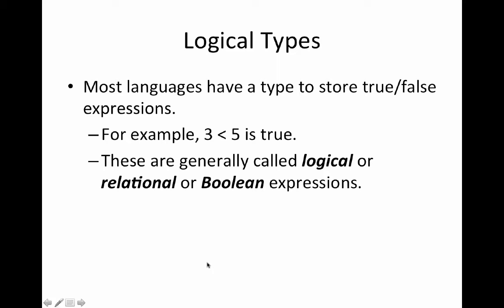Most languages also have some type to store true-false values. So for example, the expression 3 less than 5. 3 less than 5, that's true. So that kind of expression is generally called either a logical expression or a relational expression or a Boolean expression.